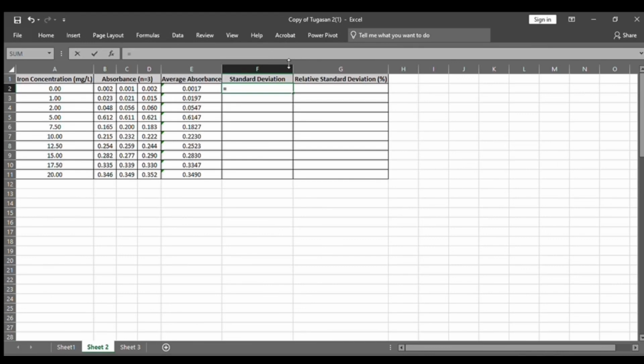And then to find the standard deviation, we type in equals STDEV.S, and in brackets B2 colon D2, we get the answer, and dragging it down, we get the answer for all the other concentrations.